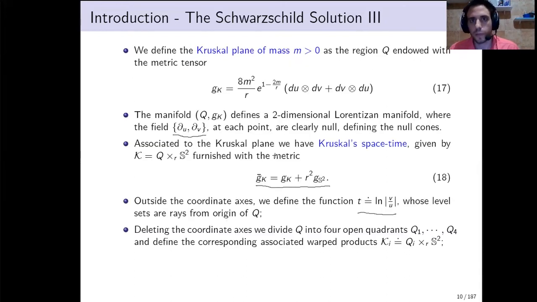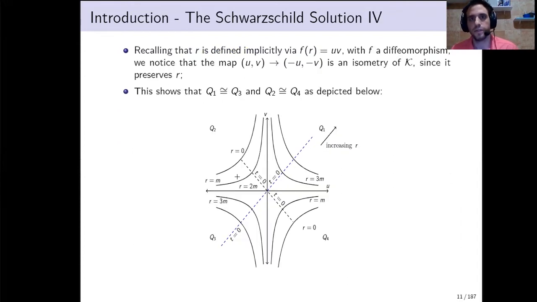And one thing that is good to notice is that any kind of transformation that preserves the function R is going to represent an isometry of the Kruskal spacetime. So in particular, it is direct to see that this kind of transformation, this reflection, preserves this relation, and so preserves the function R. And therefore, it's an isometry of the Kruskal spacetime.